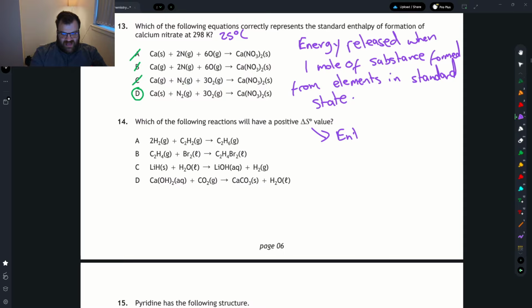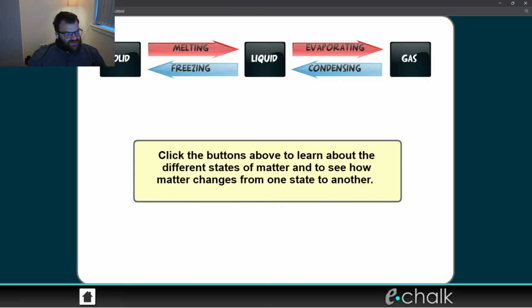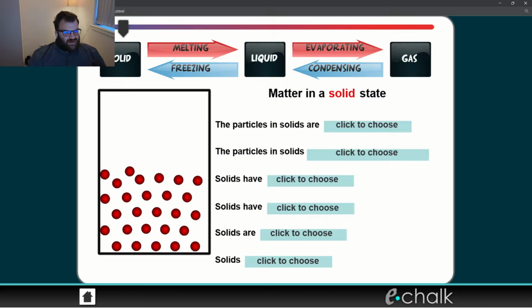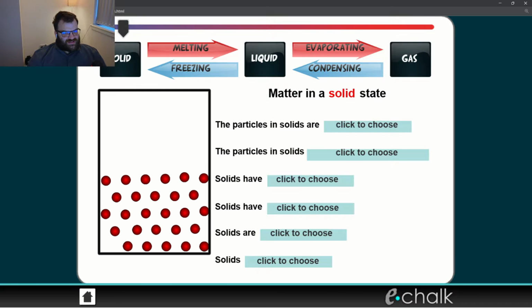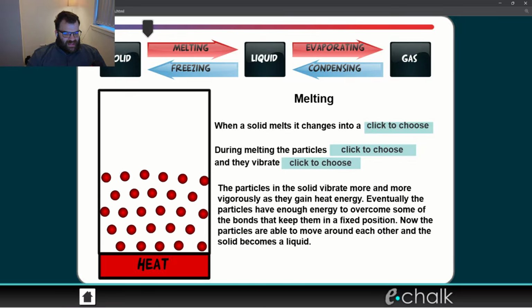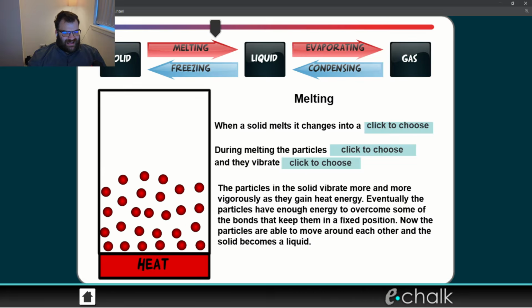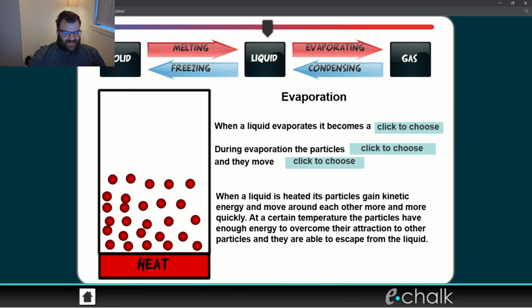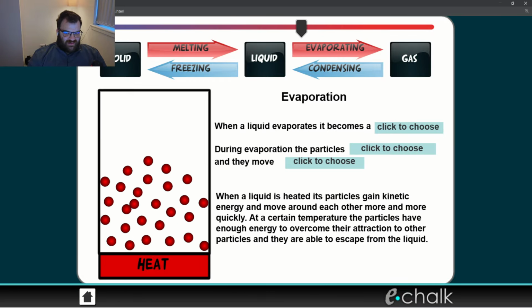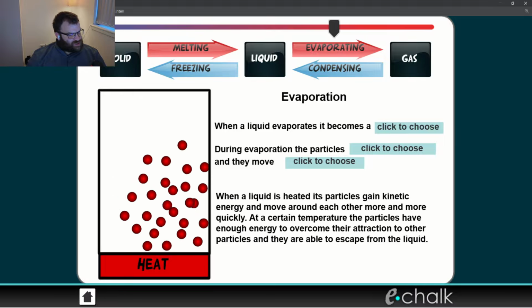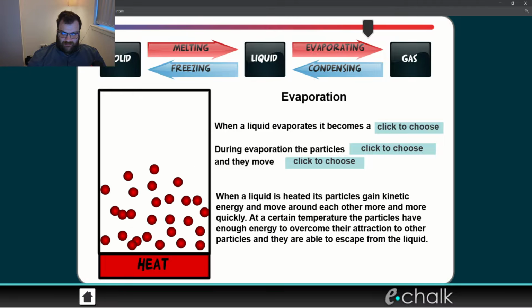Delta S is entropy. Delta S is disorder. Gases are more disordered, as shown by this animation, as shown by this simulation on eChalk. When we move from solids to liquids, they are taking on energy and they are becoming less ordered. They're moving around more as it goes. And then as you then go past liquid into a gas, they're becoming even more disordered. The entropy is increasing with increasing temperature.